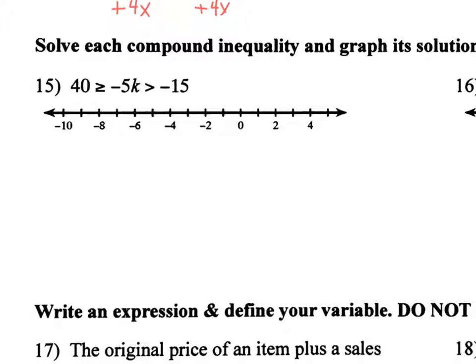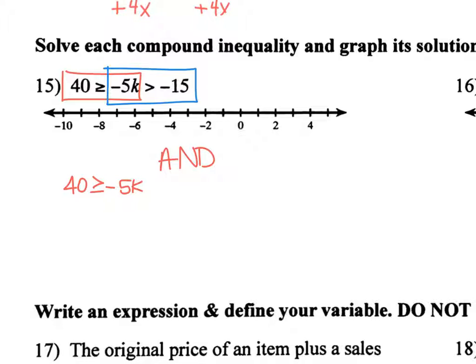All right, these are our 2 compound inequalities. This is what we covered today. I only put 2 of them on your practice test since we talked about them in class today. So remember, anything that's written all together like this is going to be and we've got 2 inequalities. 40 is greater than or equal to negative 5k. And then remember the middle repeats. Negative 5k is greater than negative 15.